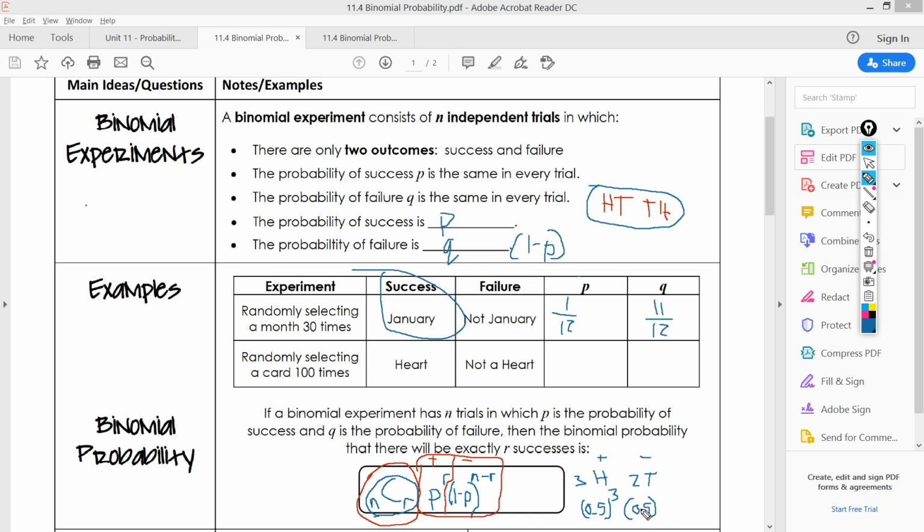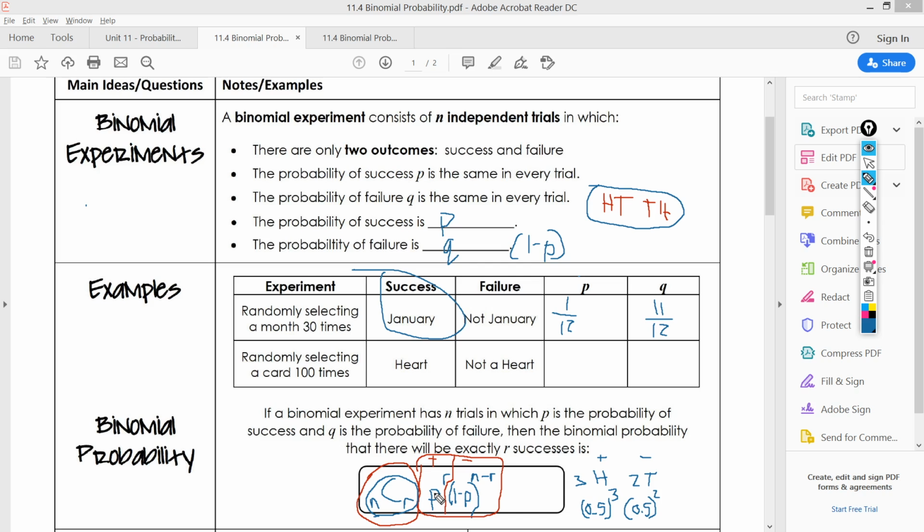And how many tails do I want? I said I wanted 2. If I do this math, this is 0.5 raised to the 5th power, which is a very small number that I'm not going to bother to calculate. Does it seem reasonable that the probability of getting 3 heads and 2 tails is extremely small? It should be pretty small because there are so many combinations.